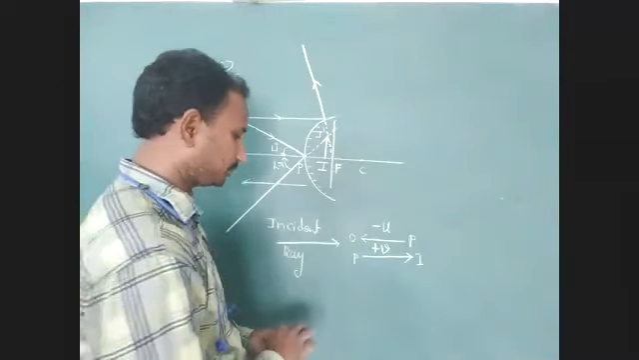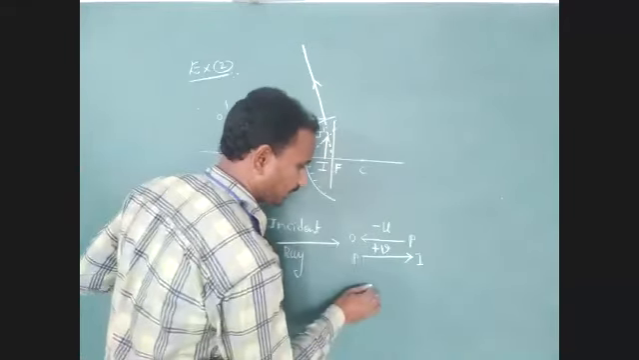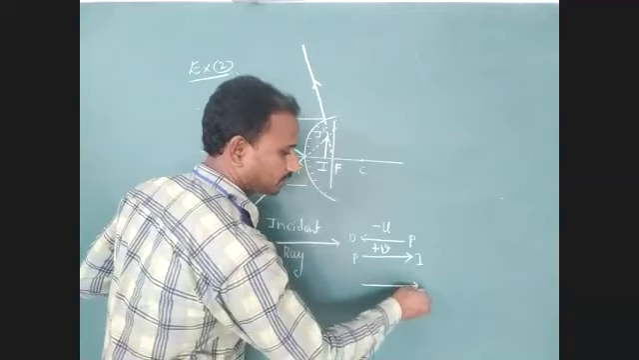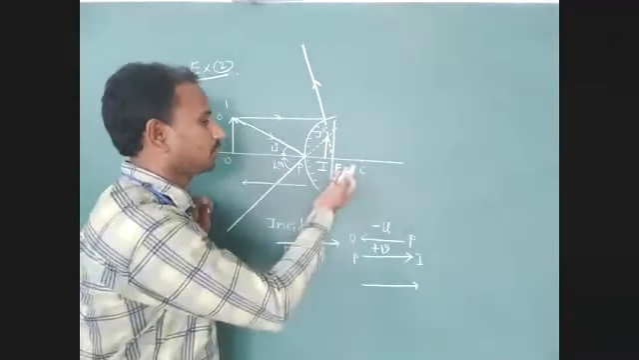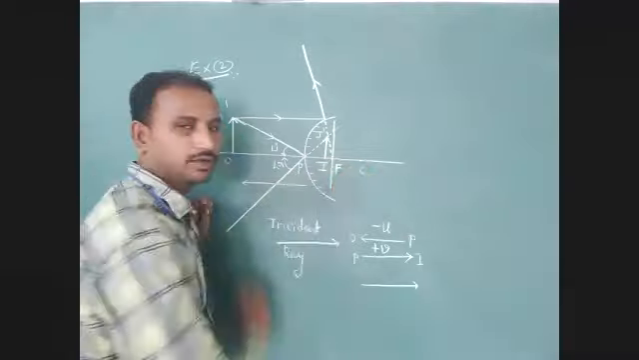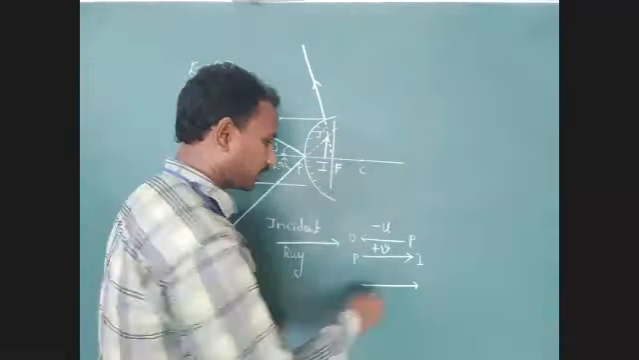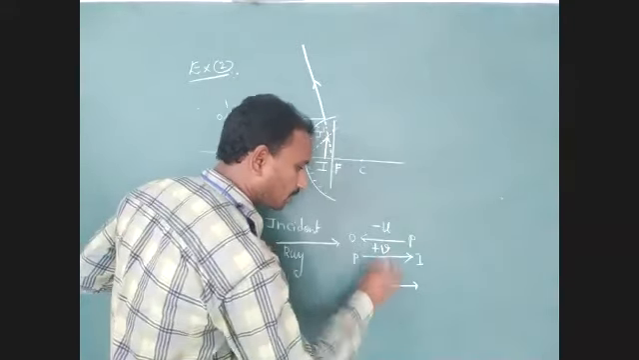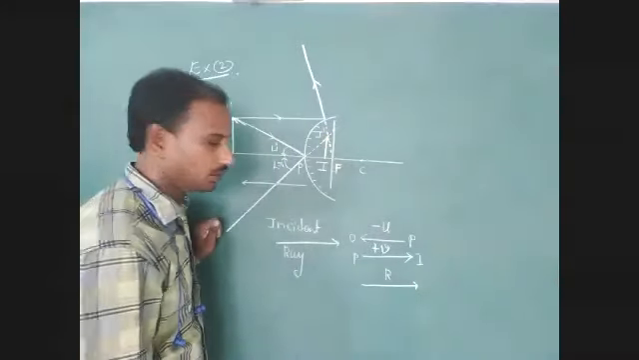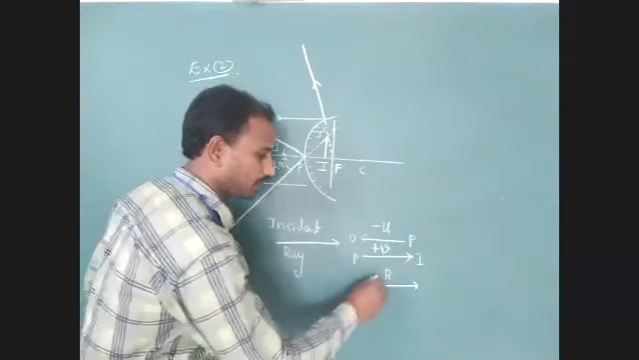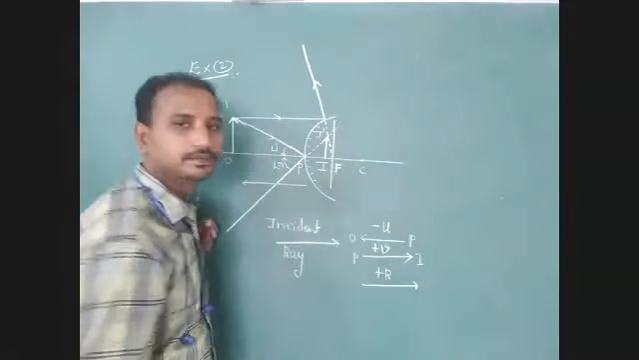The next one is the radius of curvature. We calculate the radius of curvature from the pole to the center of curvature. The radius of curvature is denoted by the letter R. The sign convention for the radius of curvature is plus.